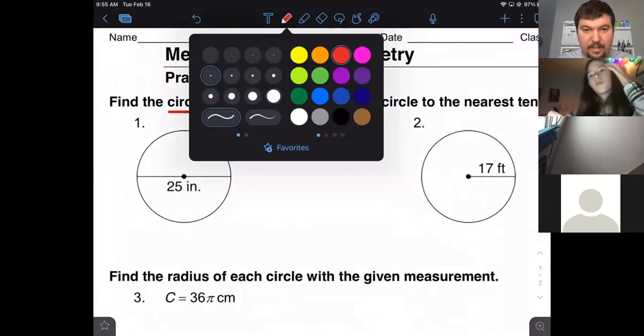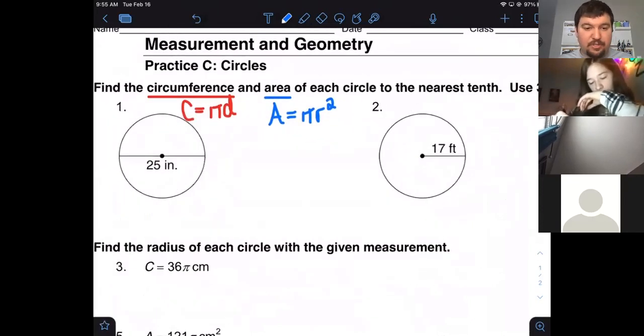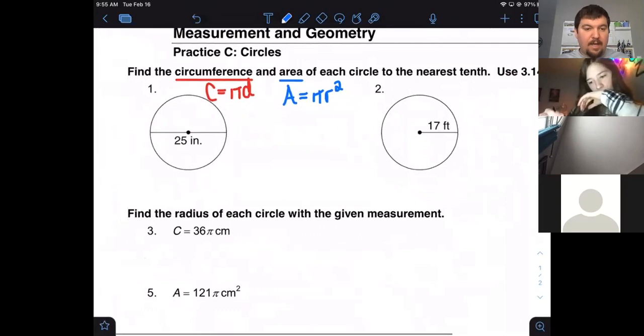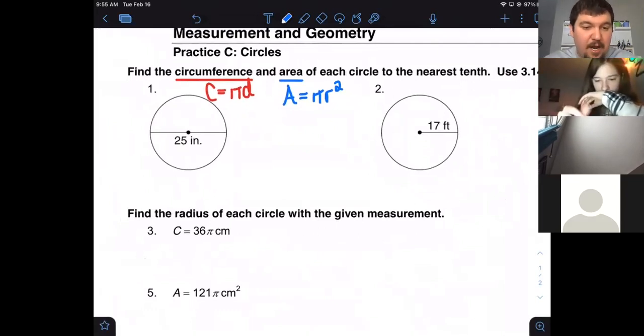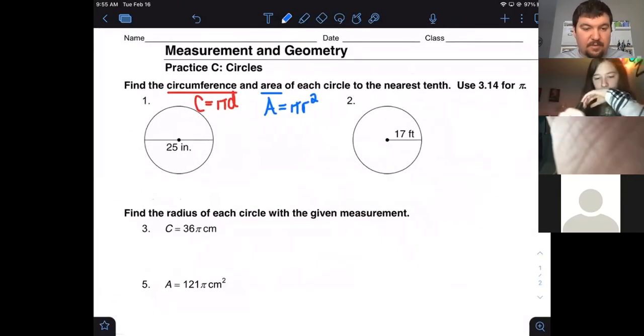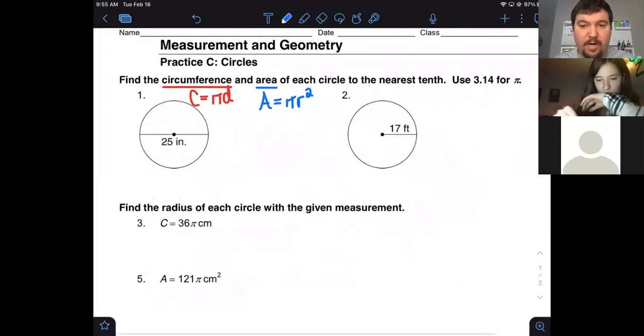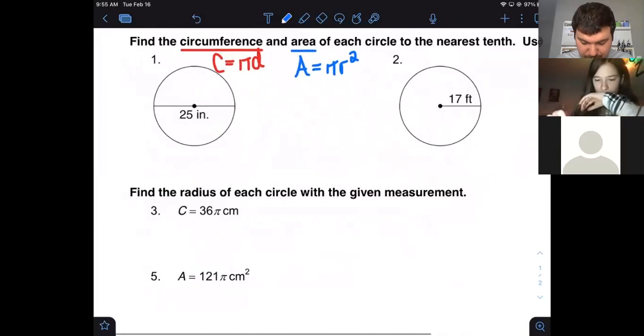And the area formula uses the radius squared times pi. Okay, so you'll want to do that for both circles. For number 3 and number 5, we did problems like this in our last circumference and area worksheet. So I'm not going to do number 1 and number 2 because you should be good on that, but I will look here at 3 and 5.